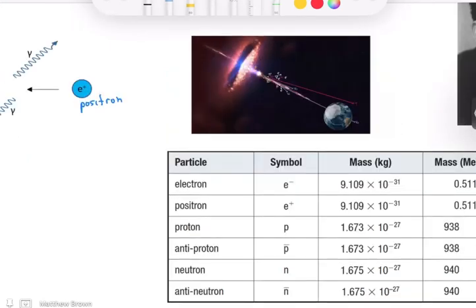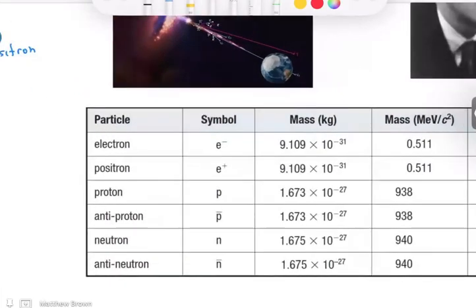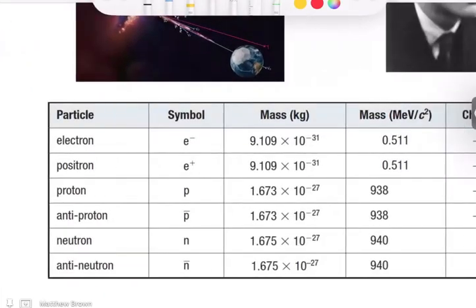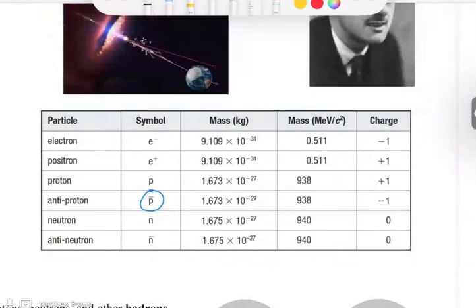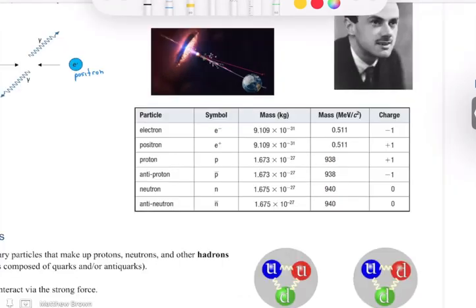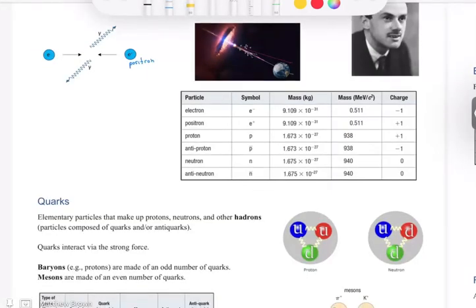So here I tried to just copy some of these lists just to give you a sense of what these are. If it's an anti-particle, it tends to just have this little line over the top of it, and you'll see, in terms of mass, exactly the same. It's just the charge is opposite, right? Which just works out kind of cool.